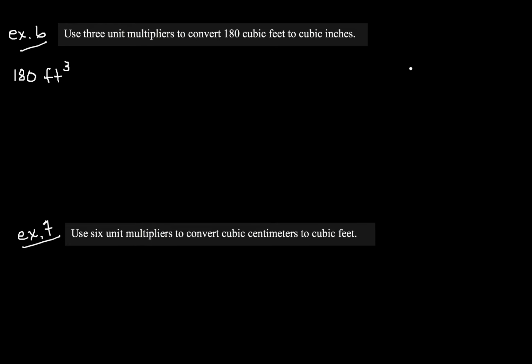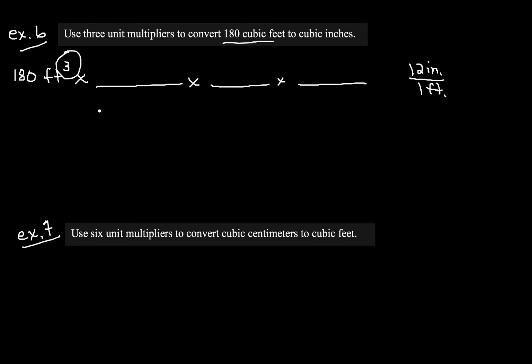Now our unit multiplier for this is 12 inches is 1 foot. So get your unit multiplier hanging out somewhere. You want 3 of them, so right away you write down the first number and then you write your 3 unit multipliers: 1, 2, and 3. Do you see how there's 3 feet here? The feet times feet times feet. You need to have a feet times a feet times a feet, like that.